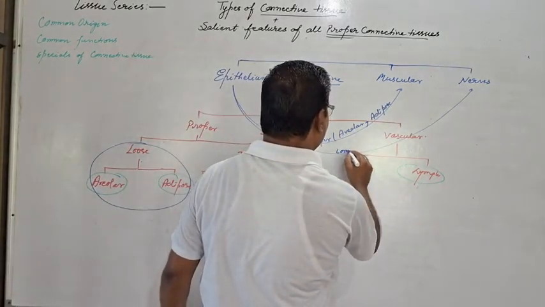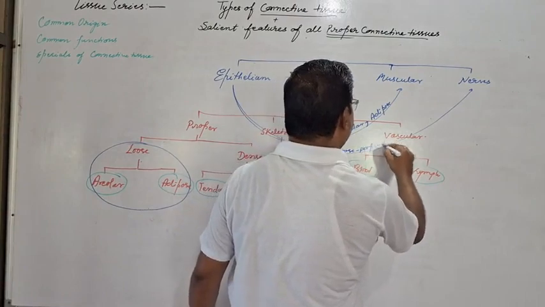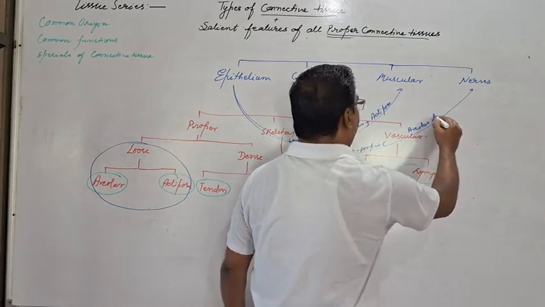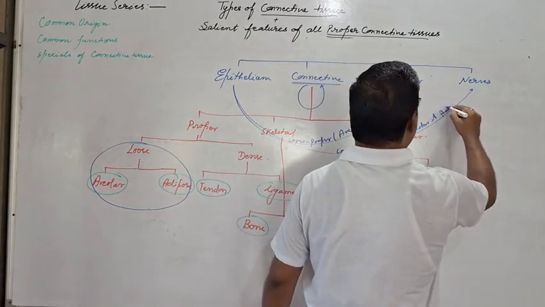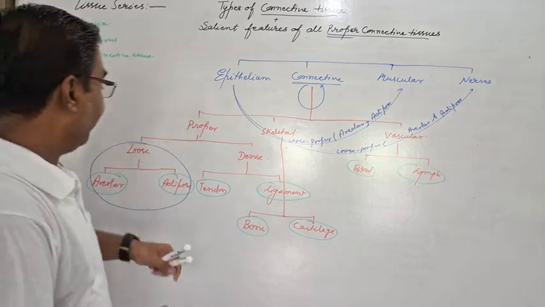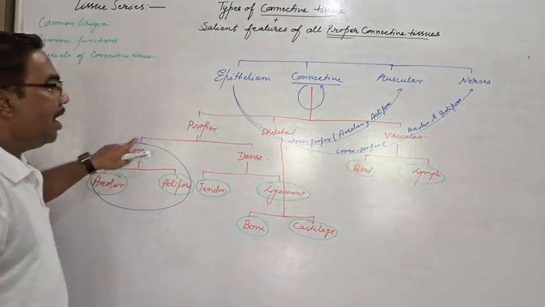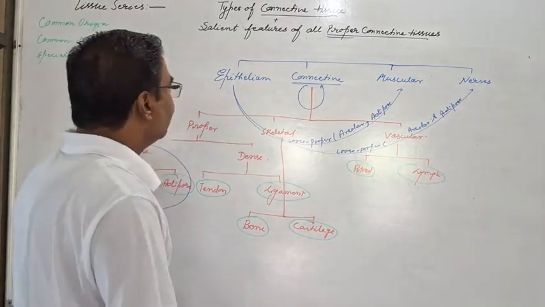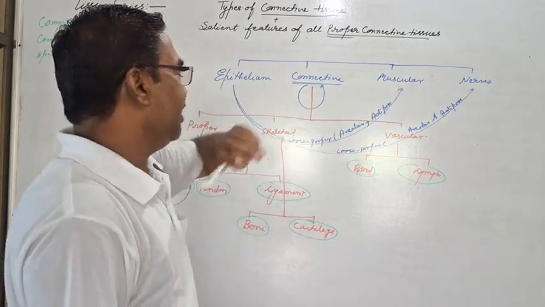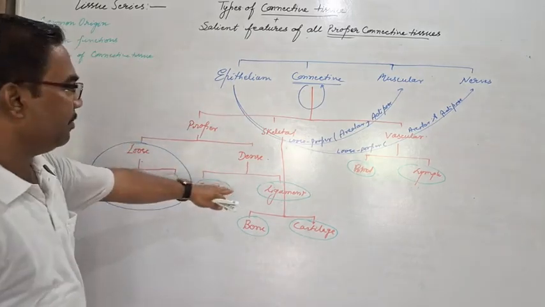Similarly, here also loose proper, that is areolar and adipose. So here again areolar and adipose are the loose proper connective tissue, and these tissues are connecting epithelium to muscles and nerve.